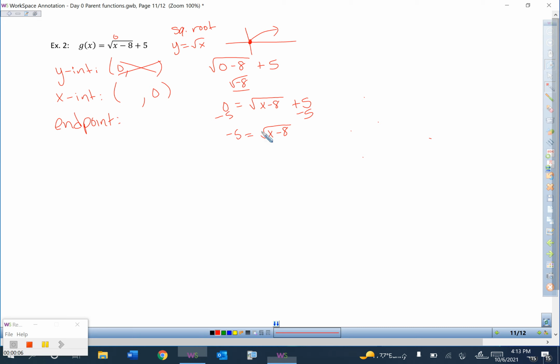To get rid of a square root, you just square it on both sides. A negative 5 squared is 25. Over here, those cancel, leaving us x minus 8. From there, we're just going to add the 8 over, add the 8 over, and it tells us x equals 33. Then I want to talk about what that means for up here.